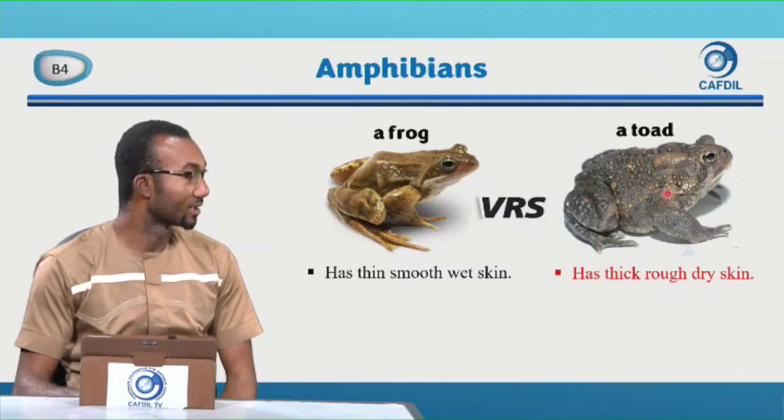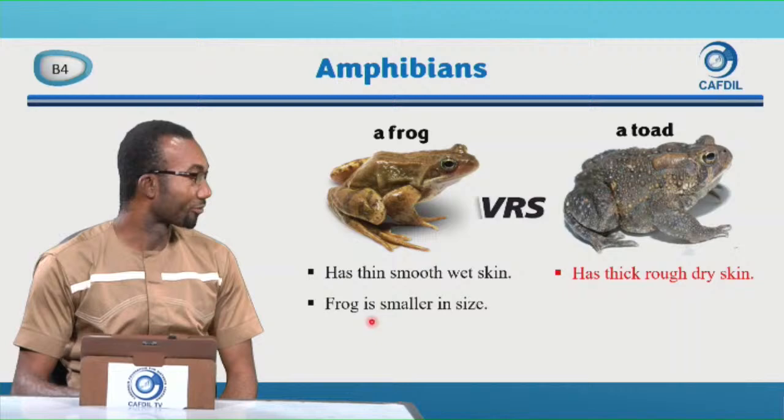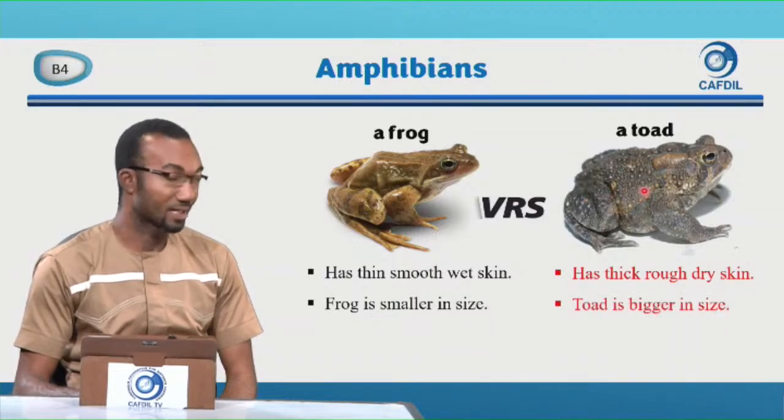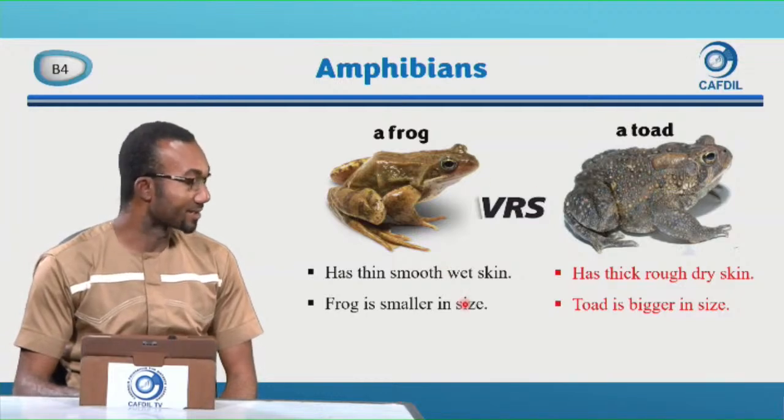So look at the skin of the toad and that of the frog. You see the difference. 2. Frog is smaller in size. Toad is bigger in size.